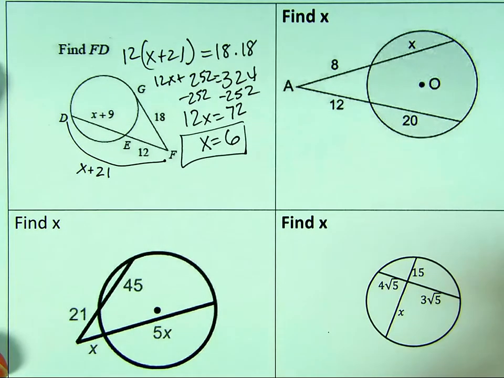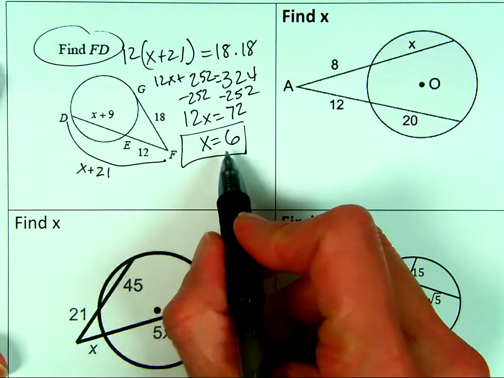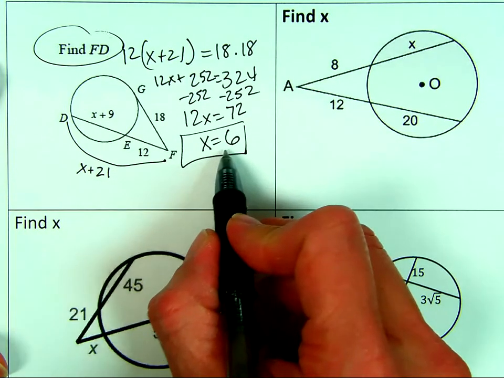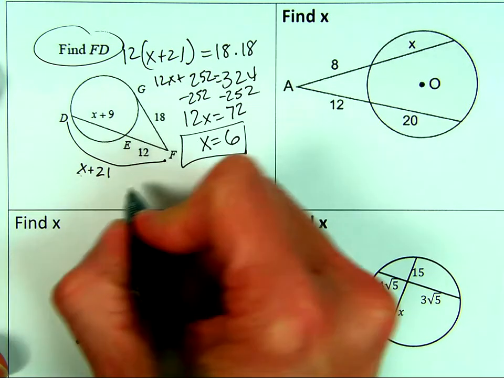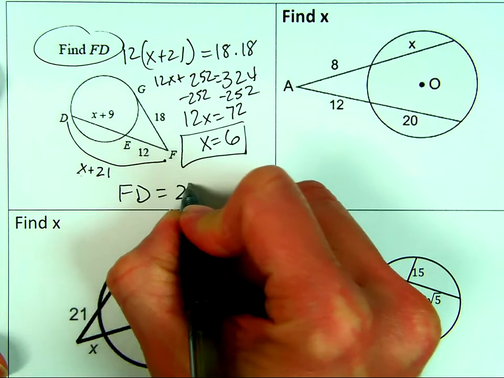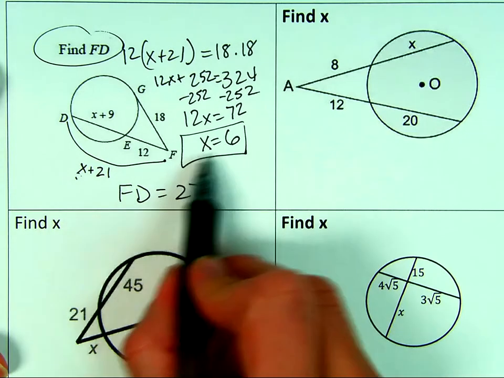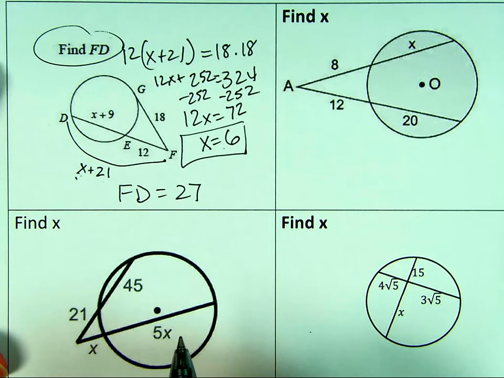They asked me to find FD. So be careful what they're asking you for. So in order to find FD, I have to put this x back into here, because FD is that whole thing. So what is 6 plus 21? FD equals 27, because 6, which is x, plus 21 is 27.